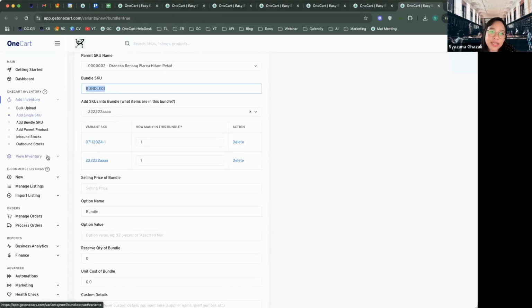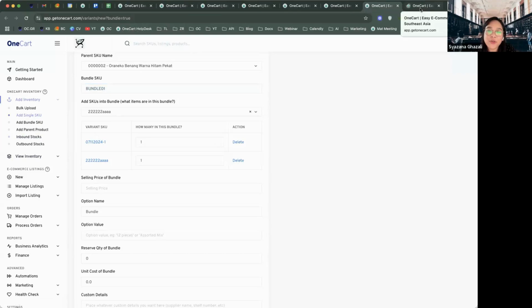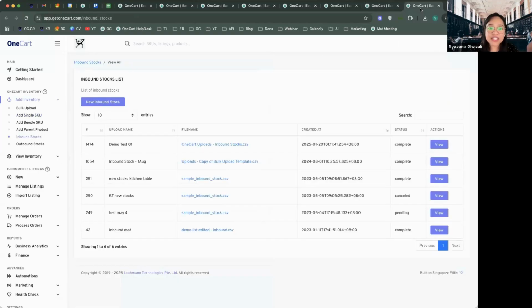The next one, like I mentioned, is restocking. We have this thing called inbound stock. So for example, we already have the data, and you know the months to stock out. Maybe next month you see that it's one more month to stock out, and you decide to replenish that product. You can simply use this thing called inbound stock. For inbound stock, you only require two columns: variant SKU and quantity on hand.